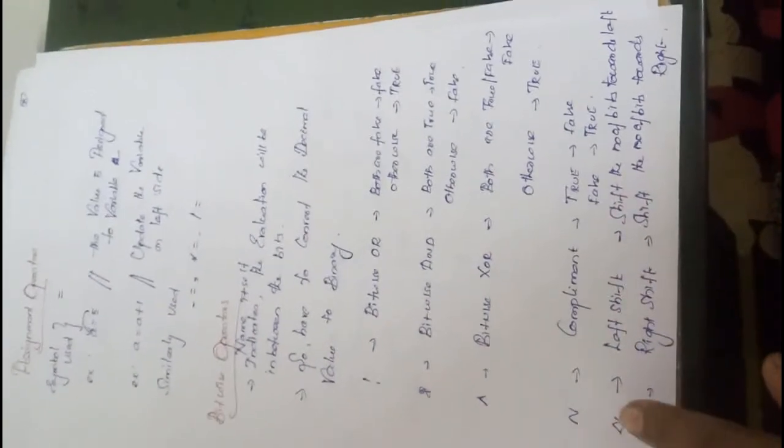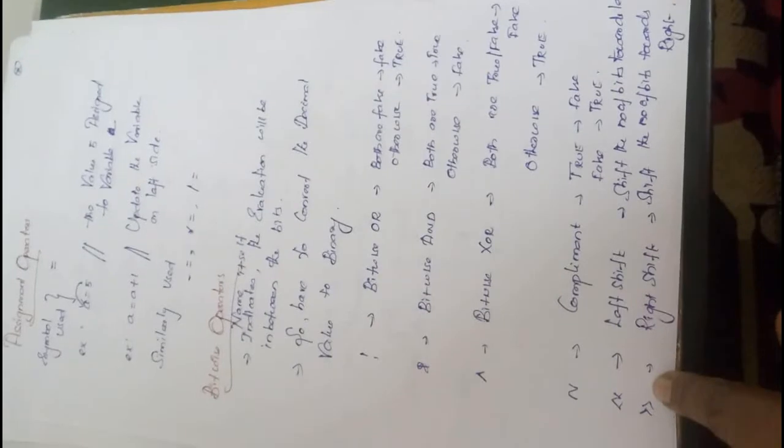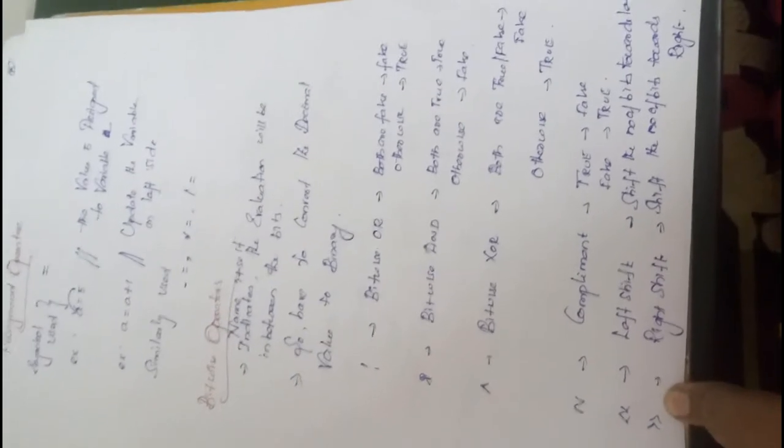So next one is left shift and then right shift. These two operators use these two symbols used in bitwise operators. Left shift means we have to mention how many bits should be shifted towards the left. Right shift means how many bits should be shifted towards the right. That we have to mention in the variable itself. Okay, let us see along with the example.